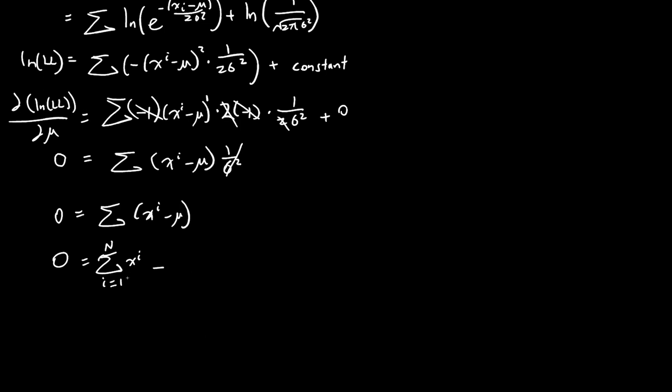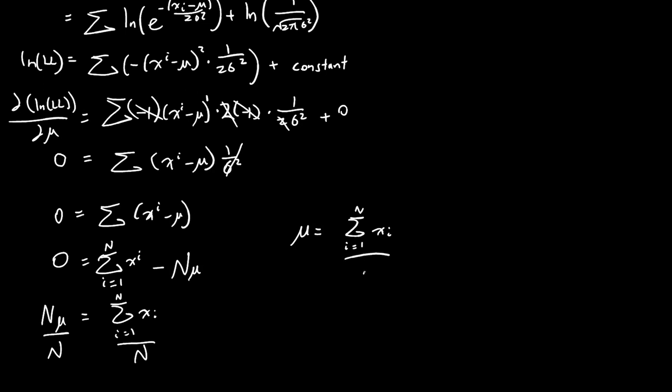The sum of that from i going from 1 to n, well, that's just going to be n times mu. Right? So 0 equals the sum of this minus n times mu. Or, in other words, n times mu must equal the sum of xi from i going from 1 to n. So now you can probably see it, right? We divide both sides by n, and then we end up with mu equals the sum of xi from i going from 1 to n divided by n. That gives us our best guess for mu.